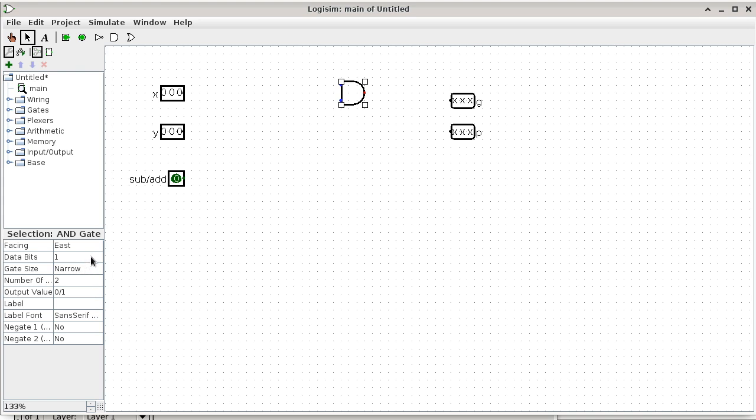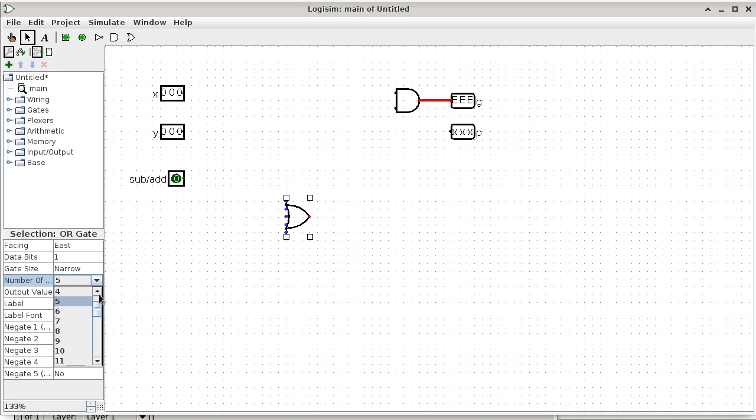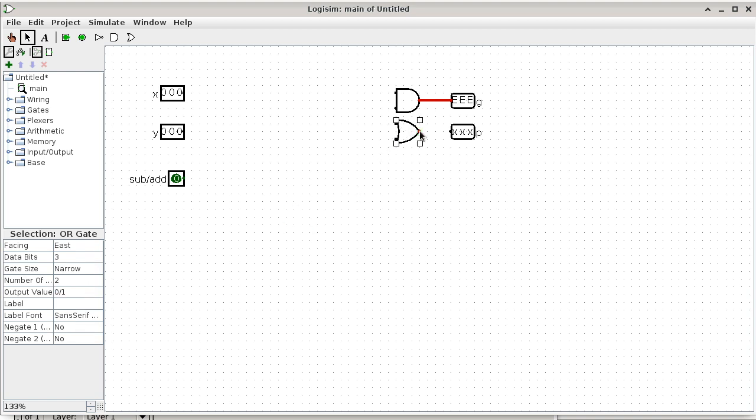Okay. And also change the number of data bits so that it matches, right? So the output is just like this, okay? Cool. And then we do an OR gate, same thing. Make it smaller, change the number of inputs to 2, and then change each input to 3-bit wide. And this one is going to go to P.